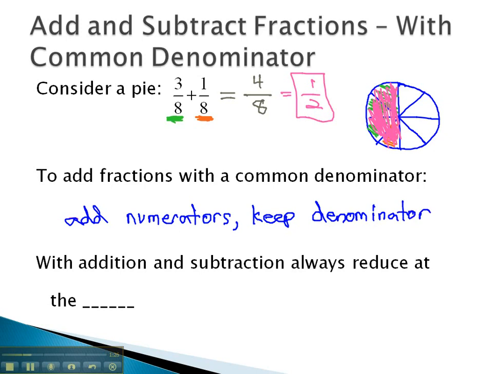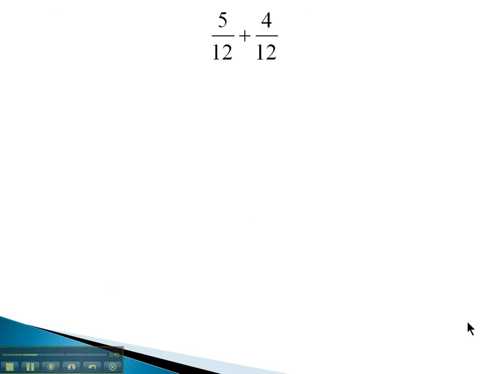It's also important to remember that with addition and subtraction, we will always reduce at the end of the problem. This is very different than multiplication, where we reduced at the beginning. With addition and subtraction, we will always reduce at the end. Let's take a look at some examples and see how they work out.